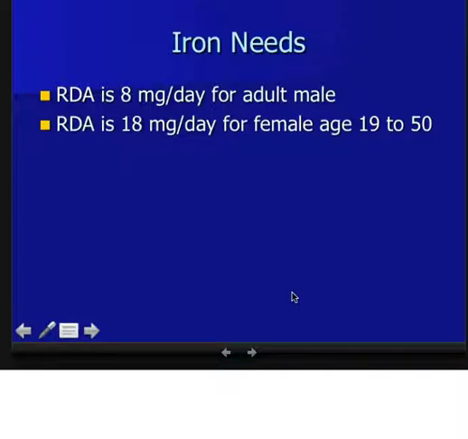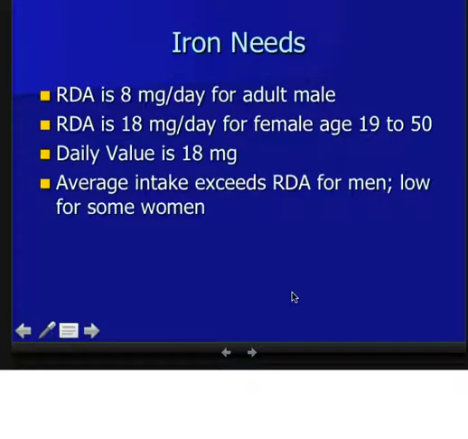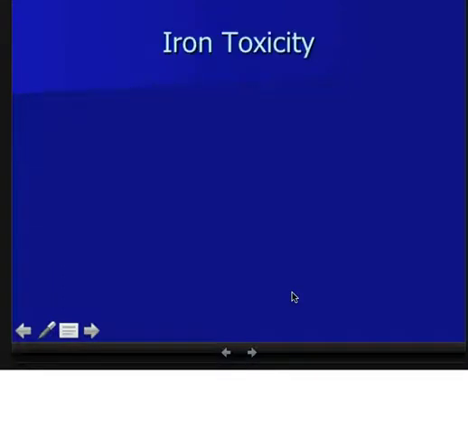Well, because women, especially women who are not menopausal, have a cyclic loss of iron with every menstrual period, and so it has to be replenished in the diet to account for the amount of iron lost at menses. Daily value is 18 milligrams a day, and the average intake exceeds the RDA for men, and it's low for some women. The upper level is 45 milligrams per day.